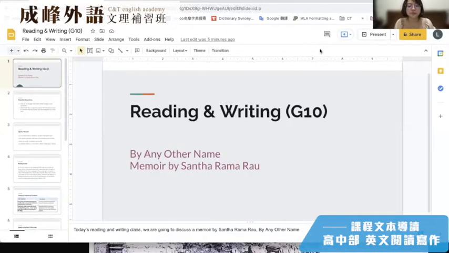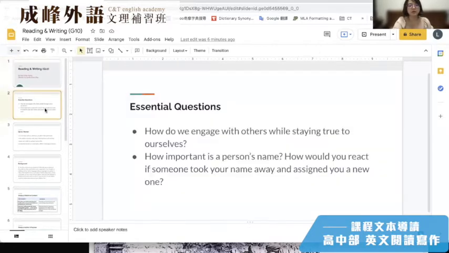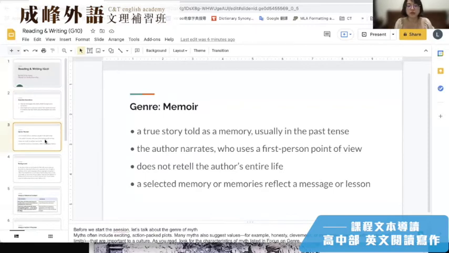Hello, everyone. In today's writing class, we are going to discuss "A Mirror by Any Other Name," written by Santha Rama Rau. So what is a memoir? A memoir is a true story told as a memory, usually in the past tense, where the author narrates using a first-person point of view. It does not retell the author's entire life. It's a selected memory or memories that reflect a message or lesson.